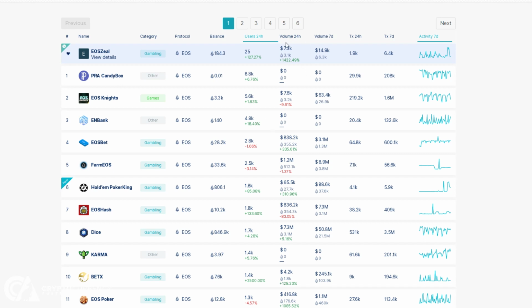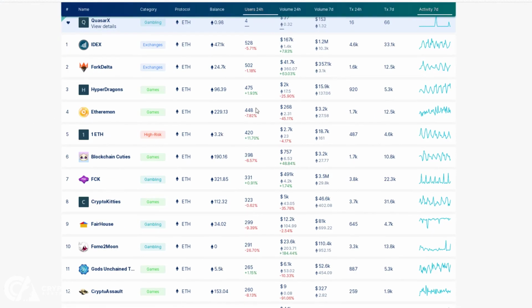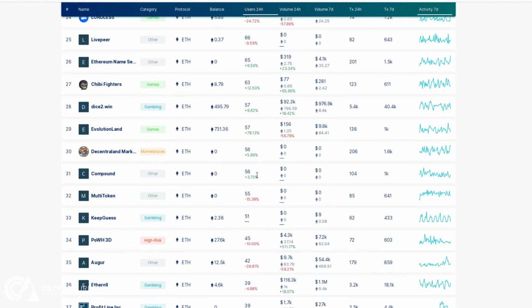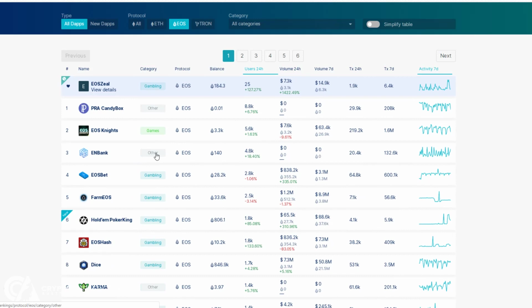So when we look at Ethereum, for example, these are the dApps on Ethereum. You can see that these are the top users. So the highest we're getting right now in the past 24 hours in terms of users is IDEX with 528, and then it just dwindles off really quick from there. So EOS is absolutely killing Ethereum in terms of people actually using these dApps. And what we need to consider as well is EOS has not been around anywhere near as long as Ethereum, yet is getting a lot of users.